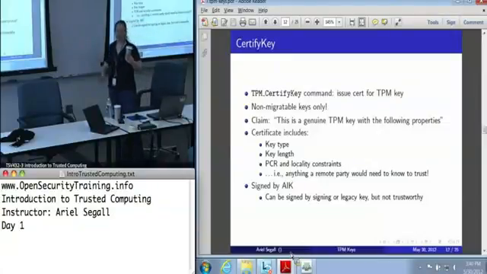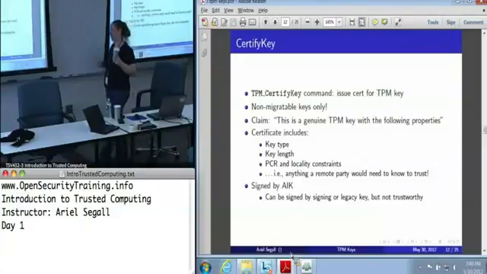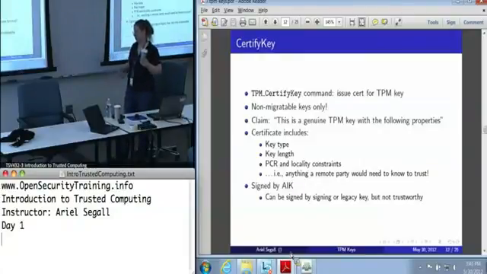I will note, it is possible to run the certify key command with a signing key or a legacy key. Don't do it. Don't trust a certified key credential that is signed by a signing key or a legacy key. Those are not trustworthy. Just because you can do it doesn't mean you should.